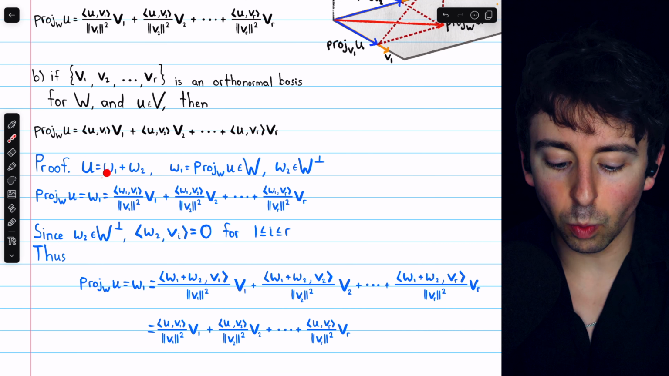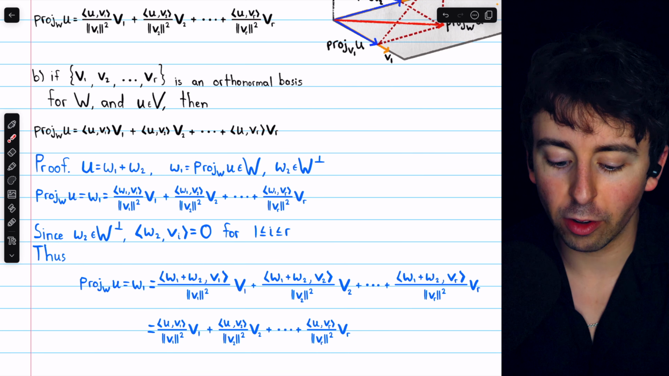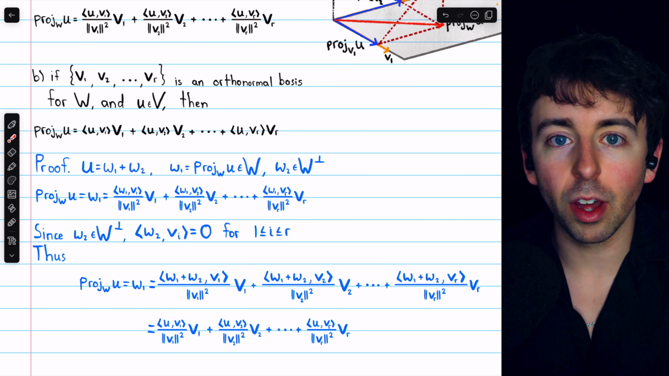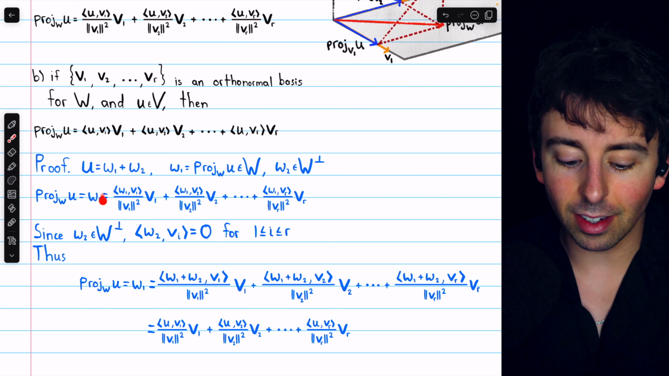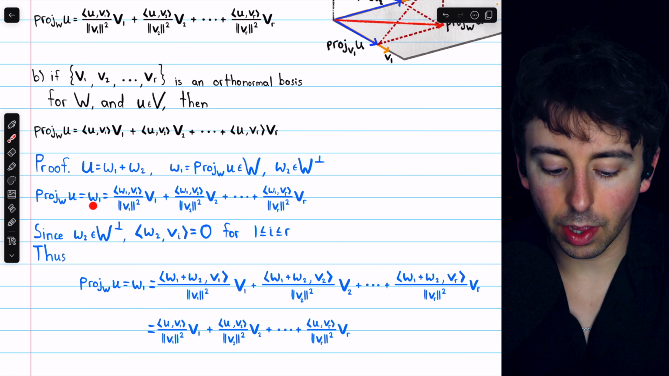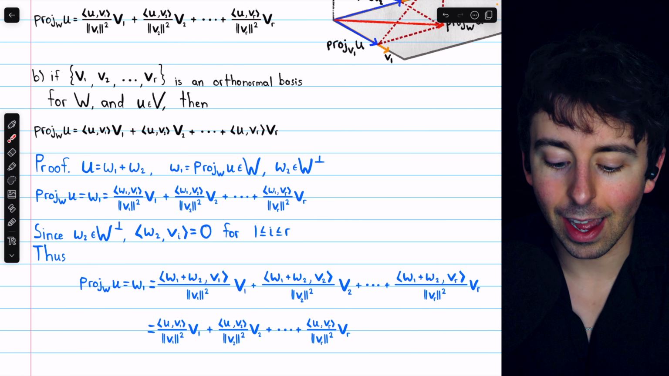Now, the fact that w1, which is the orthogonal projection of u on the subspace W, is an element of the subspace W is important because that means we know that we can write w1, that orthogonal projection, as a linear combination of the basis vectors in W. And we proved in a previous video on orthogonal basis vectors that this is exactly how you construct such a linear combination. Each basis vector vi needs to be multiplied by the inner product of the vector in question with vi divided by the squared norm of vi.